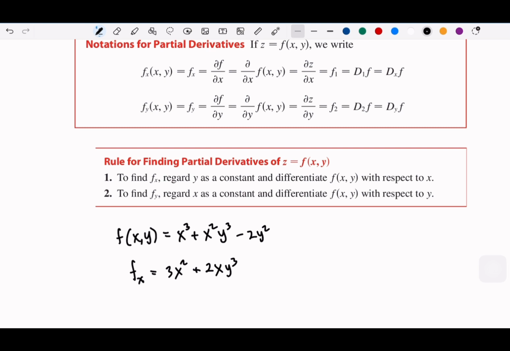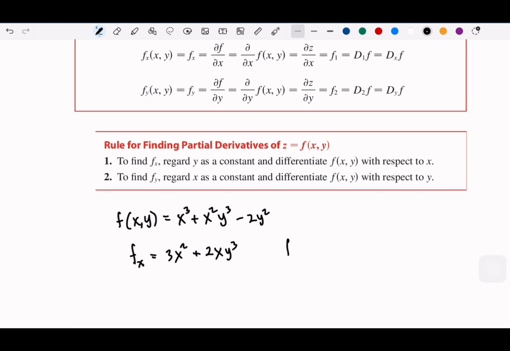Okay. Now, what will happen if we have the partial with respect to y? Now, we're going to treat the x as a constant, and y, we are going to derive the y. Okay. So y cubed becomes 3y squared, and x squared. So I'll write 3x squared y squared. Okay. And the x cubed will be 0. So this will be 3x squared y squared minus 4y. Okay.